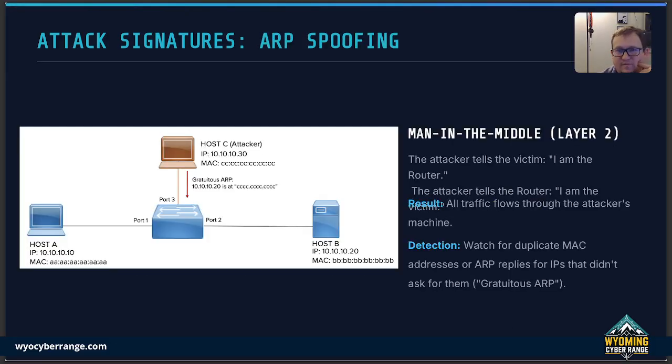We've got ARP spoofing. ARP spoofing is a layer 2 man-in-the-middle attack, otherwise known as an on-path attack. The attacker tells the victim, "Hey, I'm the router," and then tells the router, "Hey, I'm the victim." And then as a result, all traffic flows directly through the attacker's machine. And to detect this, what we normally would watch for on the switch is a duplicate MAC address on the network.